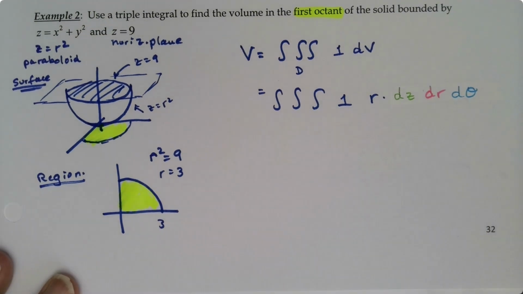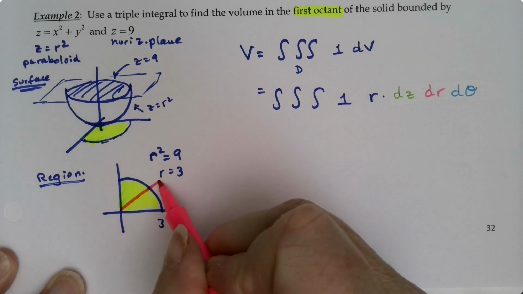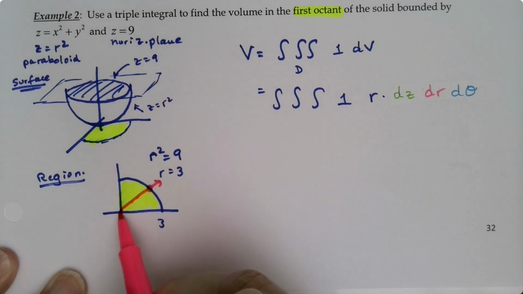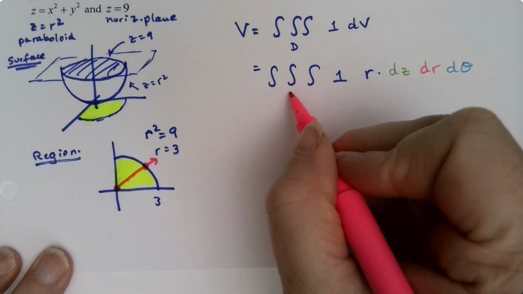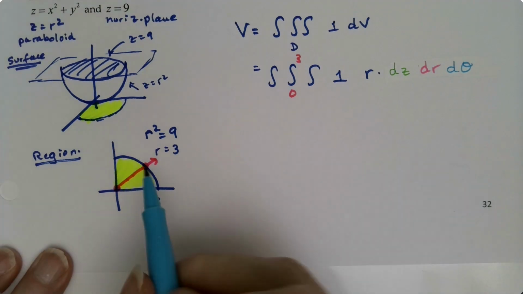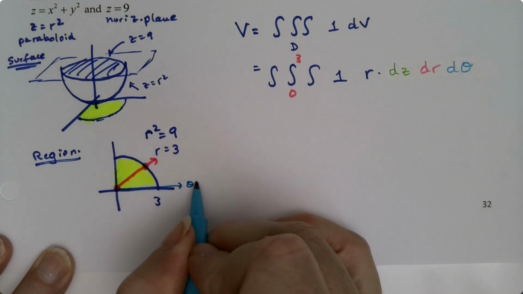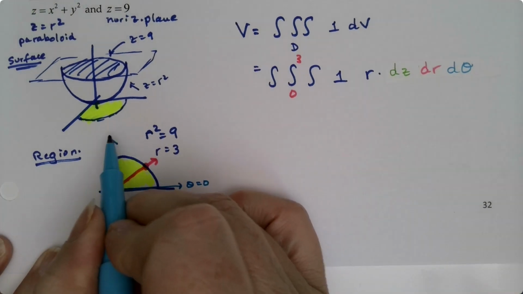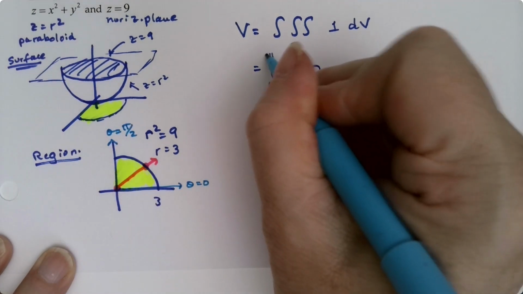All right, theta and r are actually really easy in this case because we have to think about the region of integration. If we have a spoke coming out from the pole, r would start at 0 and go to 3. So that's easy enough. Theta, well, we're only in the first octant. So we start over here at theta equals 0, and we end up over here at theta equals pi over 2. So we're going to go 0 to pi over 2.